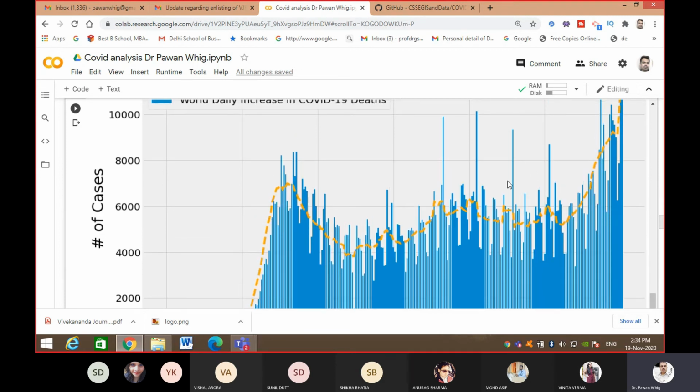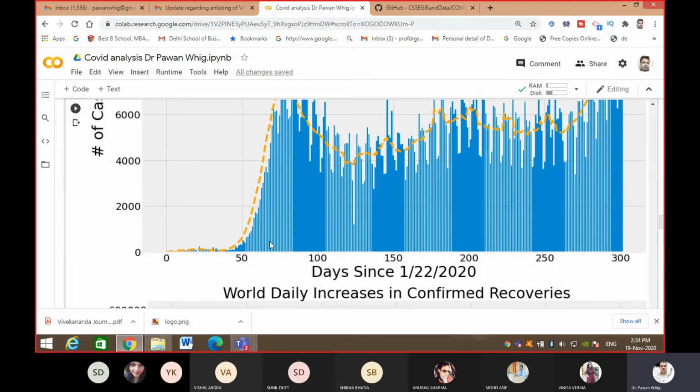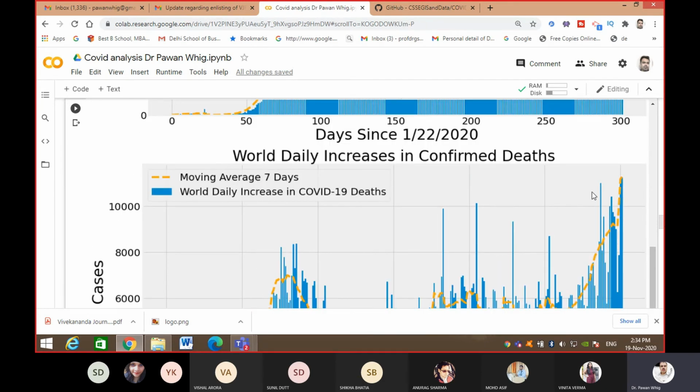You can compare it with the initial one, when it was January, February, and in the month of March, and this is the month of November, and you can see from March to November there is an increase in confirmed deaths as the number of deaths increased.